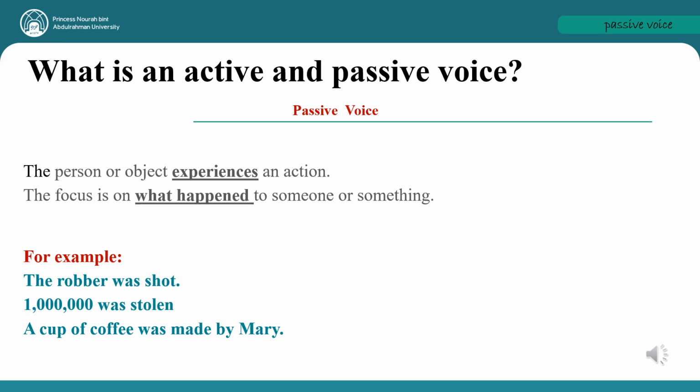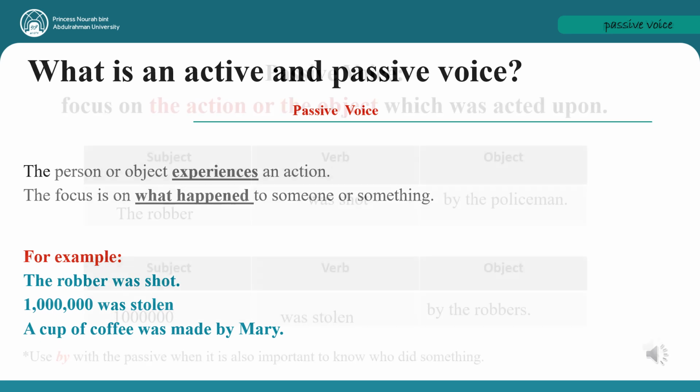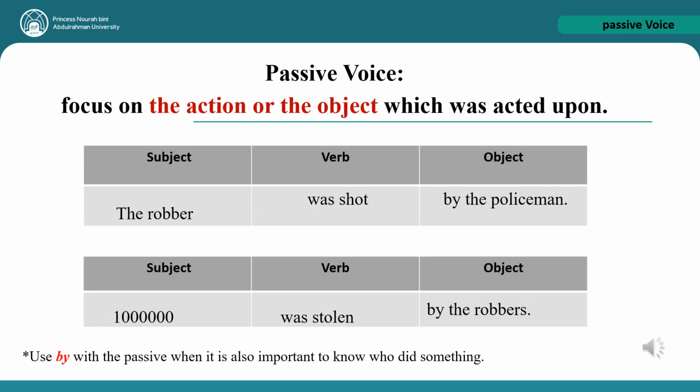Other examples: 1 million was stolen. A cup of coffee was made by Mary. In these examples, the emphasis is placed on the action or the object that was acted upon, not who did the action.